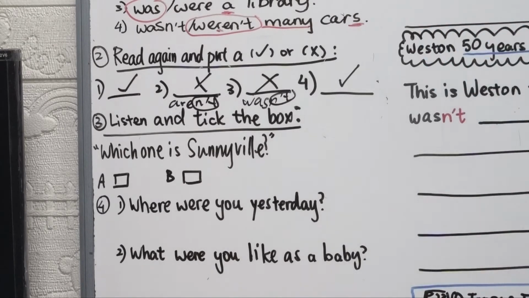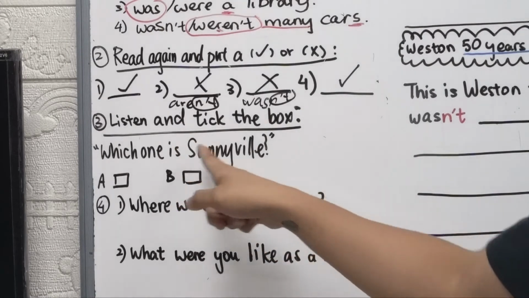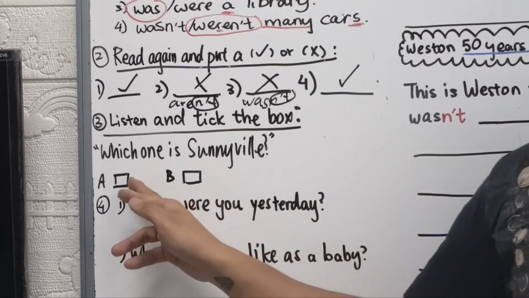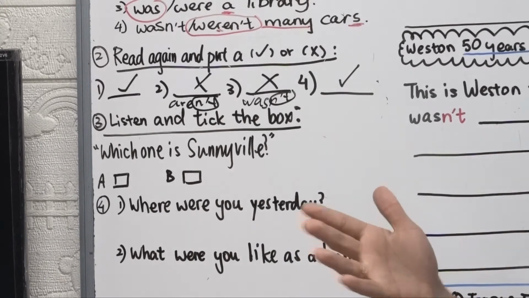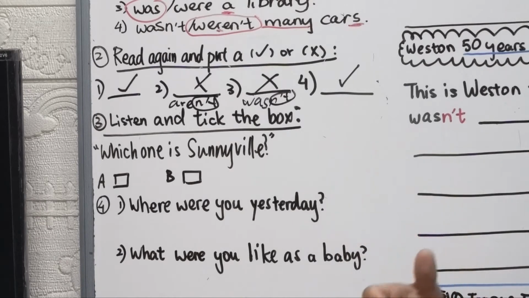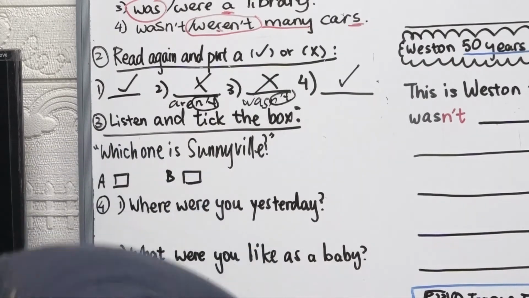Okay, so now let's listen to part 3 and answer which one is Sunnyvale. Okay, so listen and tick. Which one? Is it picture A is Sunnyvale or picture B is Sunnyvale? Okay, so listen carefully, tick the correct answer, and we'll check together with the recording. All right, so let's listen to part 3 and pick up your pencils, get ready.